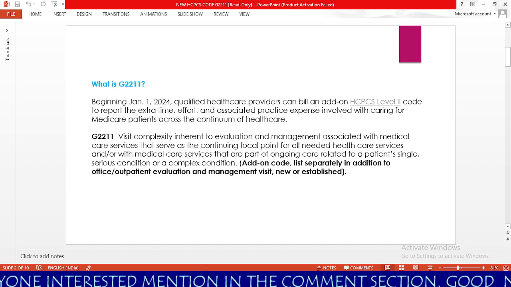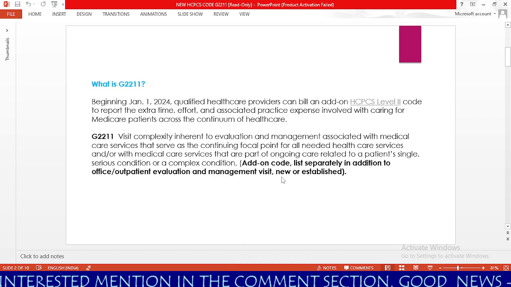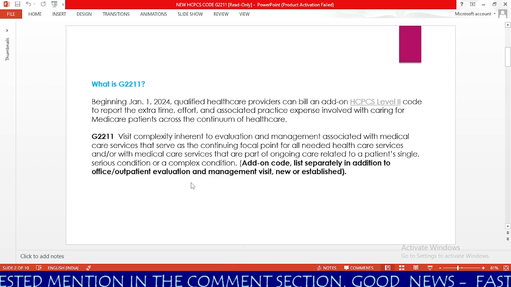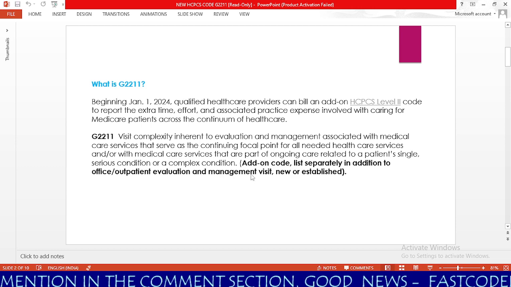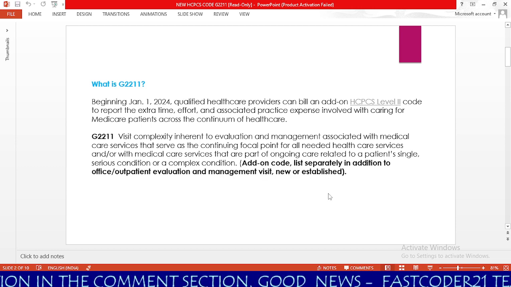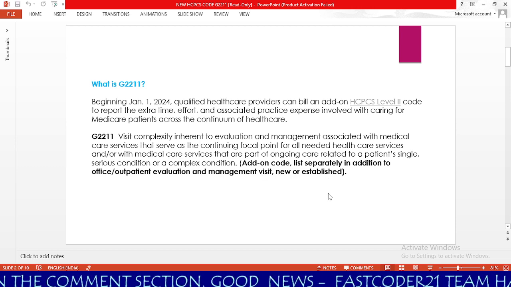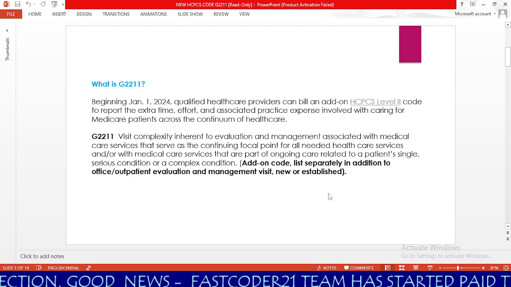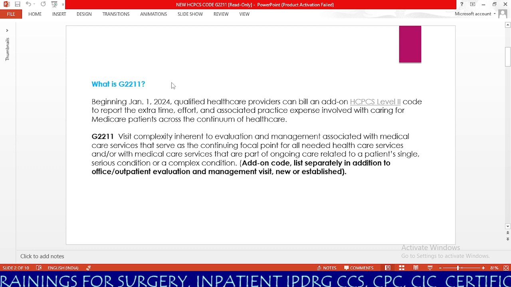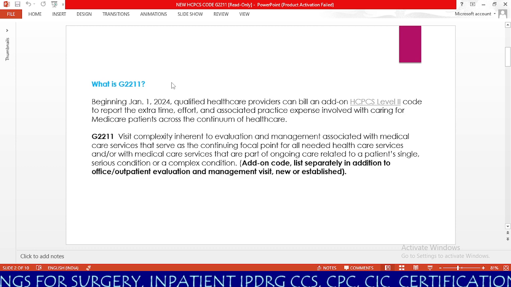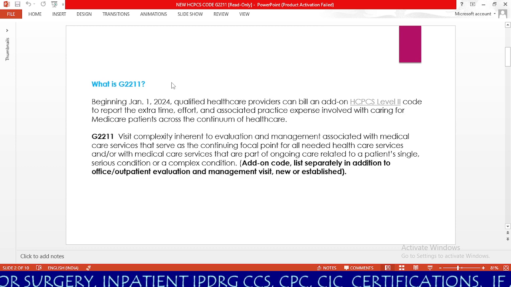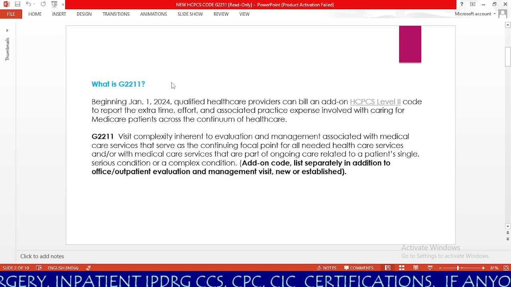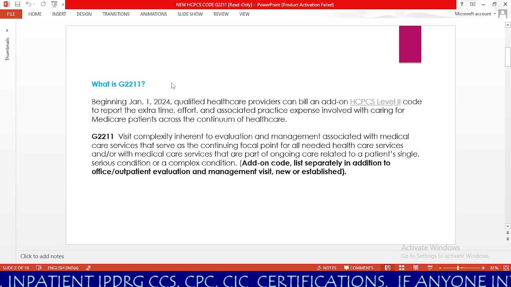As we have discussed previously, this is an add-on code, billed separately in addition to an outpatient evaluation and management visit, new or established. So the code range is 99202 to 99215. As it is an add-on code, we will not append any type of modifier along with G2211.